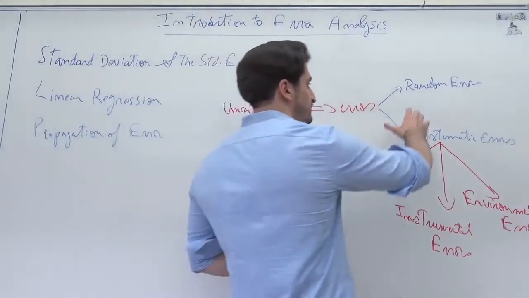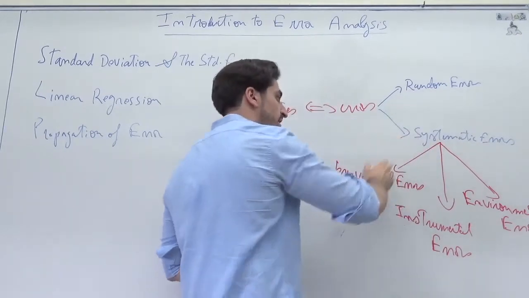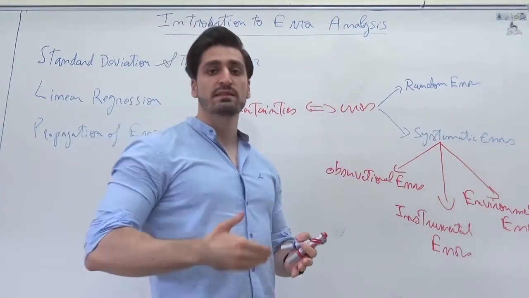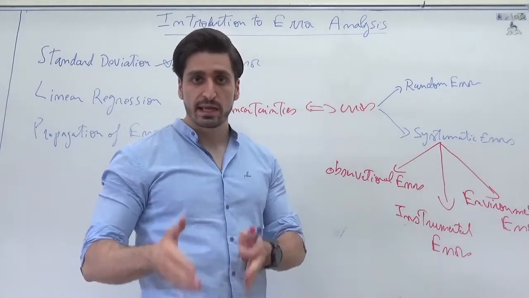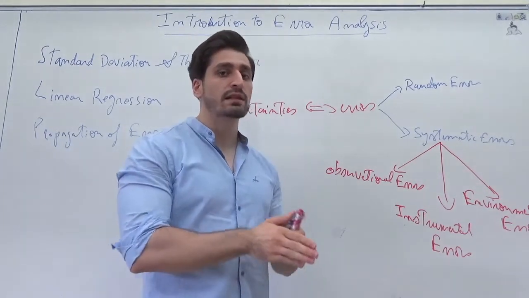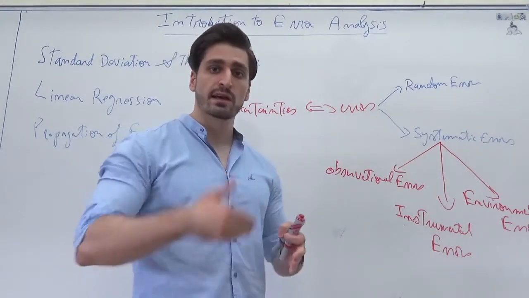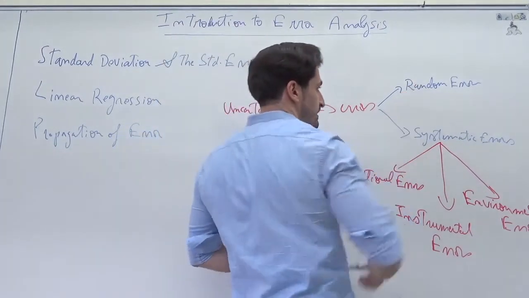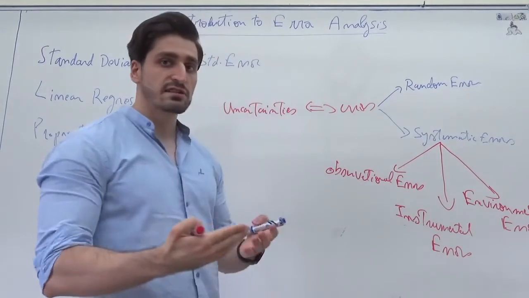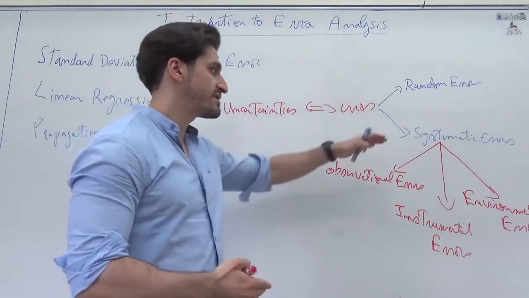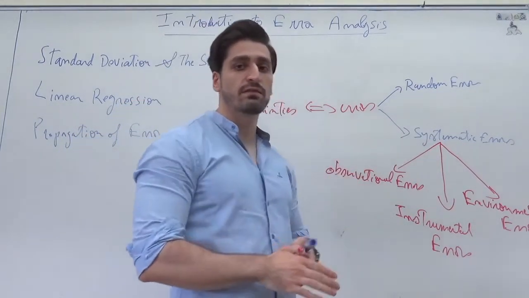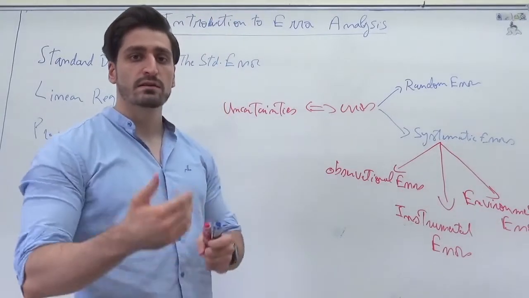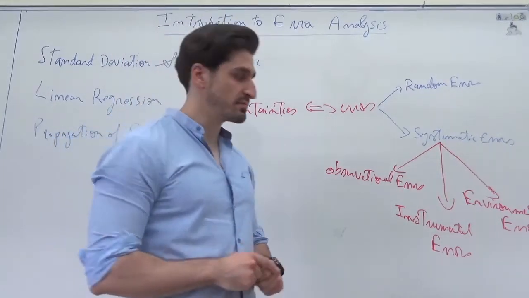Now, unlike the case of the random errors, the systematic errors can actually be defined, or traced, and therefore eliminated or at least reduced in order to enhance the performance of your experiment. So in the case of the random errors, we said before that they cannot be traced or identified, whereas the systematic errors can be identified and eliminated in order to improve the quality of your experiment.